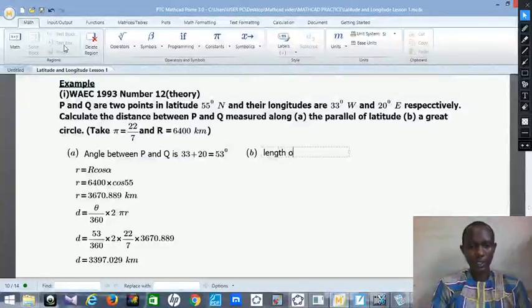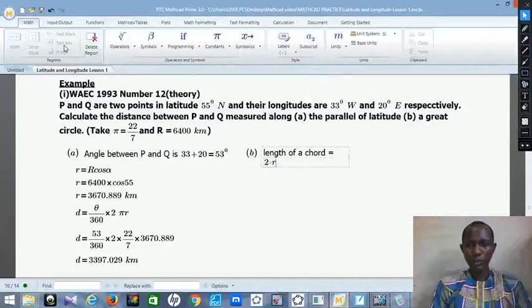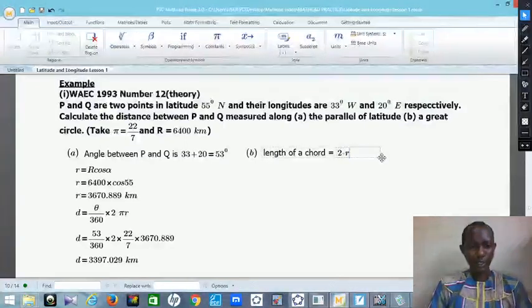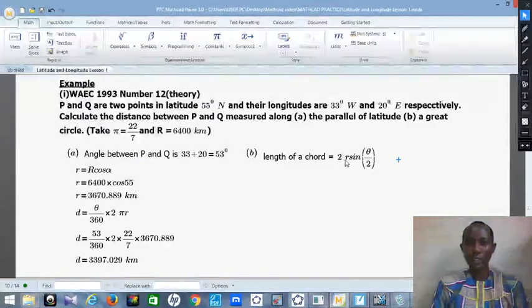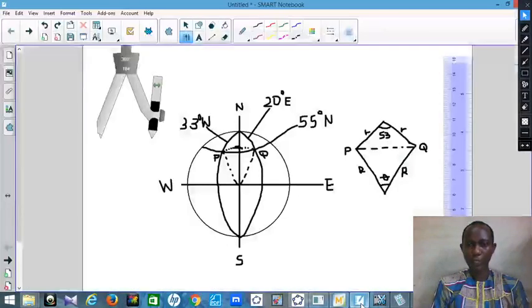You need to get the length of a chord. I hope you still remember the length of a chord formula. So the length of a chord is 2r sine theta over 2, where r is the radius, from the center of the circle to the circumference. Let me show you what I mean.